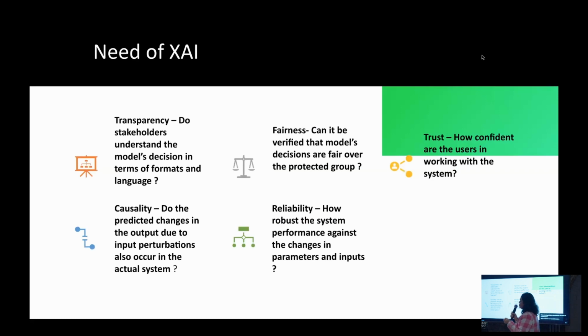Now, a basic thing we all should know: why exactly is there a need for explainable AI today? Because we want transparency. All the stakeholders should know why the model's decision was made in such a way. We need fairness, we need trust, and we do need reliability. These are all in compliance with our GDPR rules. Although there is a big list of needs for XAI according to the GDPR rules, these are some basic things that we should all look at when we are doing our next projects.